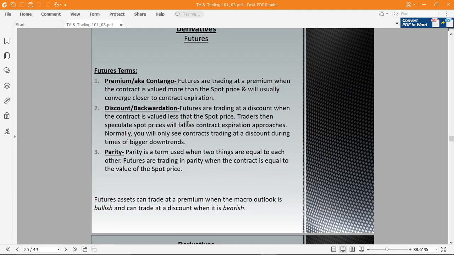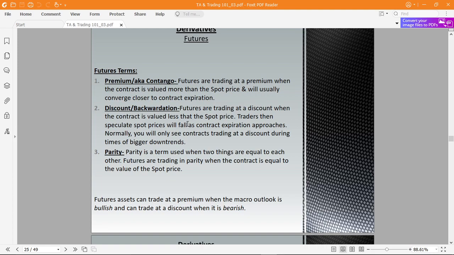Well, this is where these terms come into play. So, premium: when futures are trading at a premium, the contract is valued more than the spot price and will usually converge closer to the contract expiration. As we get closer and closer to expiration, the futures price will converge with the spot price. Every day it gets closer to expiration, they will converge together.